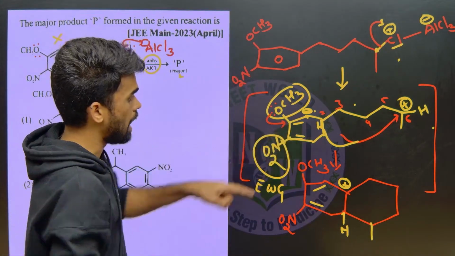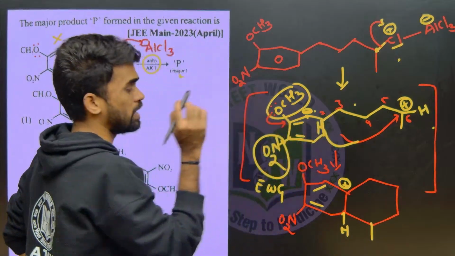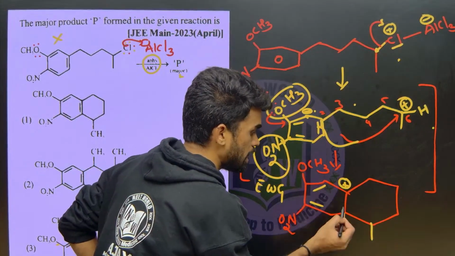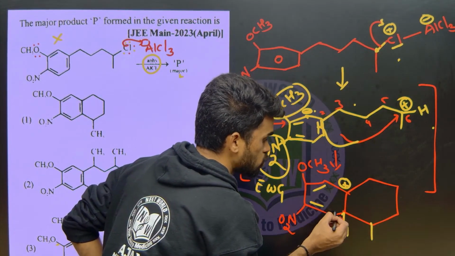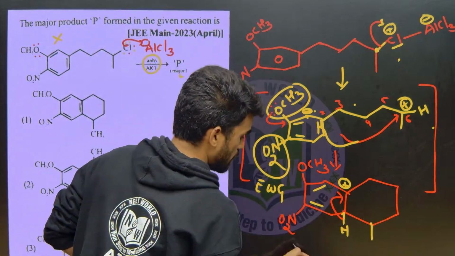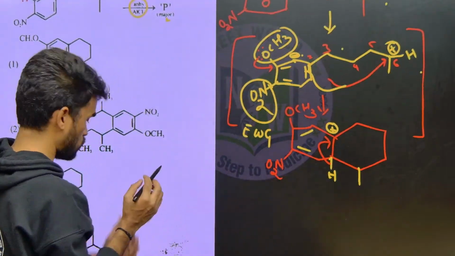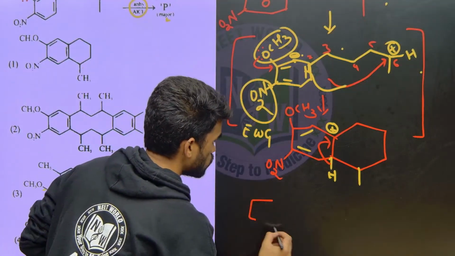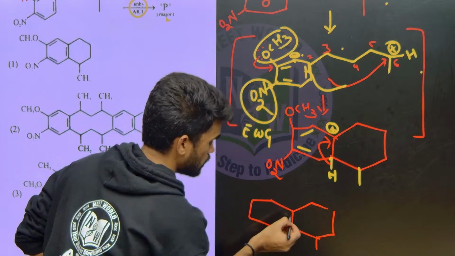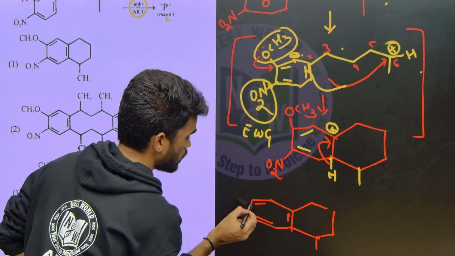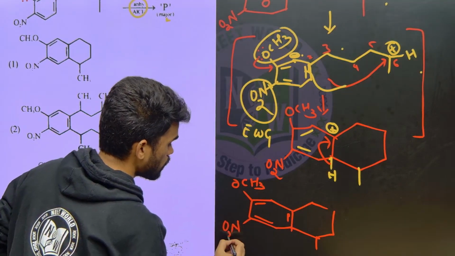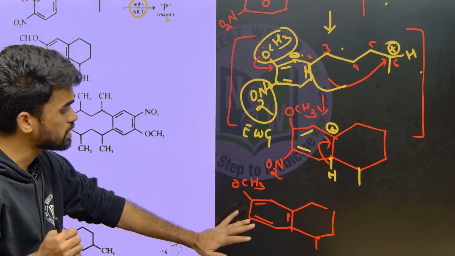Now this ring, aromatic ring, lost its aromatic nature. It is becoming non-aromatic. So in order to regain its aromatic nature, the hydrogen from here is removed, so that we got the benzene ring, or aromaticity of that particular ring, back. Okay, so we have an answer something like this: methoxy group here, double bond, double bond, double bond here, methoxy group here, and nitro group here. Okay, hope this is clear. So this is our answer.